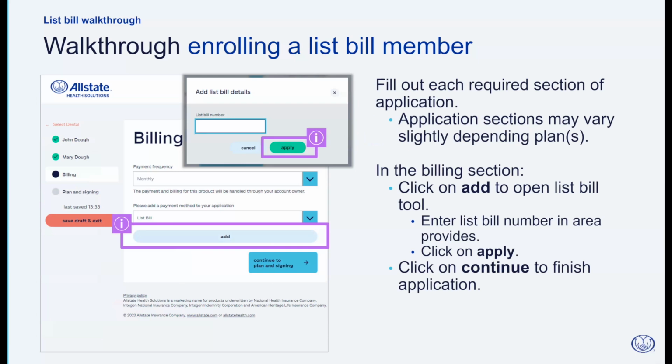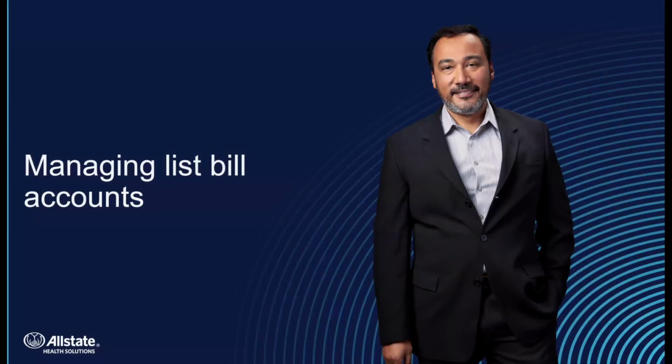Now, when you're in the application, some of the application is going to look and feel very normal, very similar. But at the billing part, it's not going to ask for your normal information. Since you clicked that list bill checkbox, it's going to say, let's add their list bill number to this. So you apply it to this application, and that's going to essentially submit this application as a list bill application.